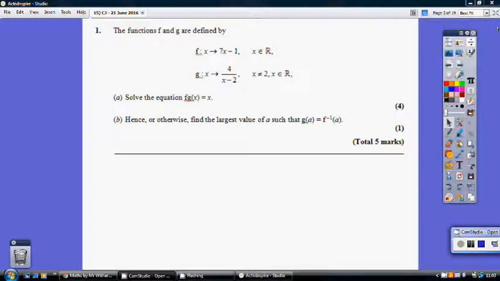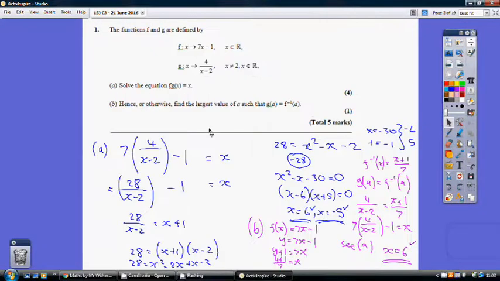Question 1. So, for part A, I've got to solve the equation fg of x equals x. So I need to put x into the g function first of all, and then put that output into the f function and set that equaling to x.